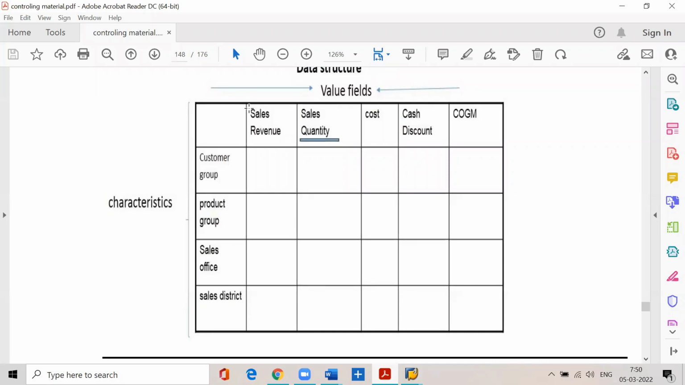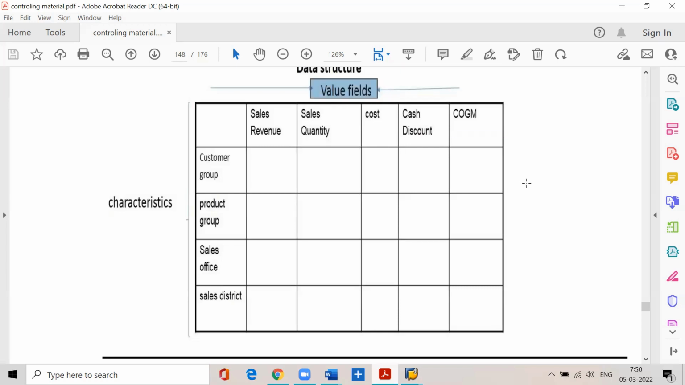So in the profit center accounting, you can find the total profits, but here in the COPA profitability analysis, we can analyze the profit elements according to the criteria required by the management. So in this case, here the customer group, product group, sales office, sales district. This is only an example. These are called characteristics. Then the sales revenue, sales quantity, cost, cash discount, COGM. COGM means cost of goods manufactured. These are called value fields.